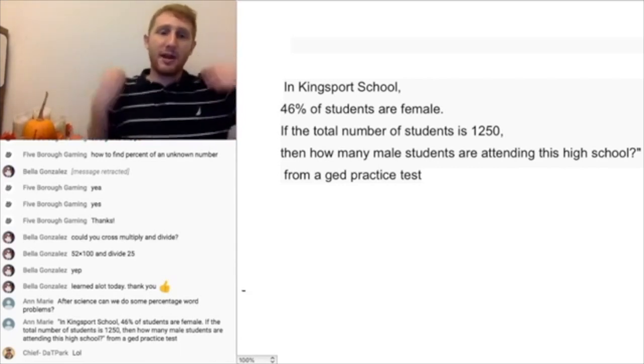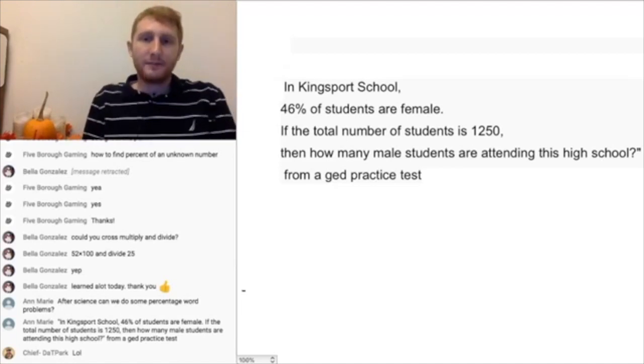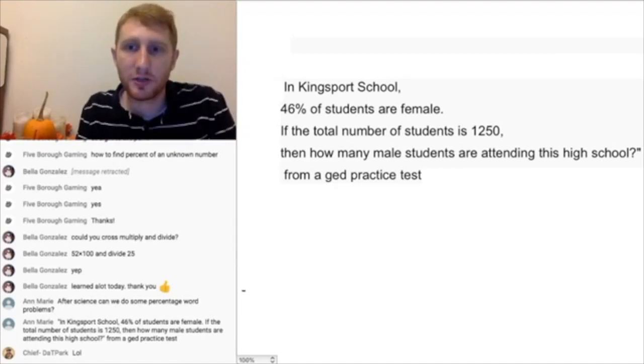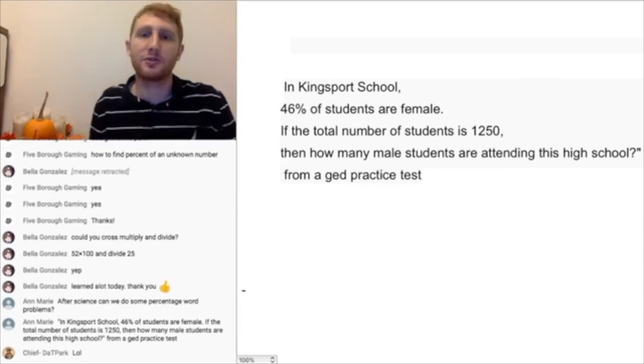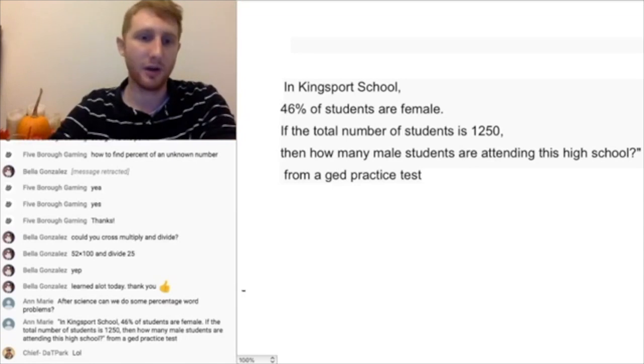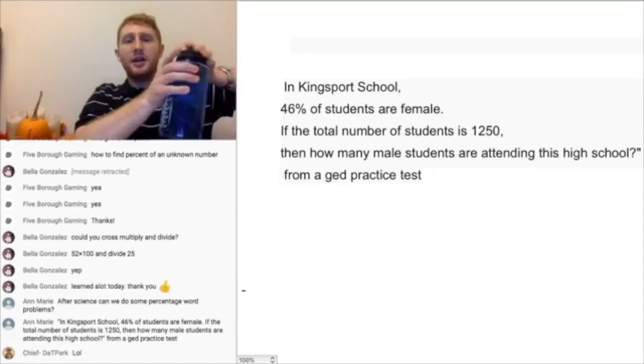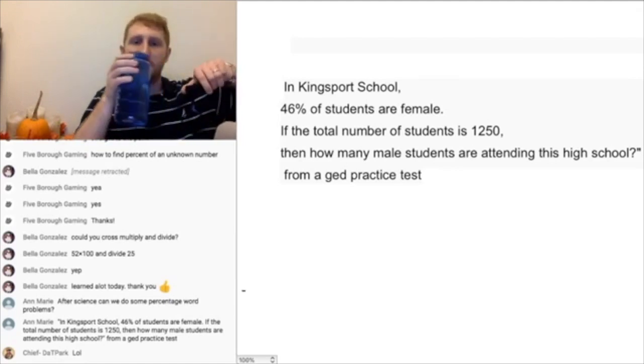So let's do this. Let's go over this. So anybody have any idea how to approach this question? All right, so the total number of students is 1250. How many male students are attending the school? Okay, so in this case, this question is a little bit different than what we were just looking at here. I don't want to spoil it if anybody's taking a stab at this, but basically it's a little bit different, but it's kind of the same idea.